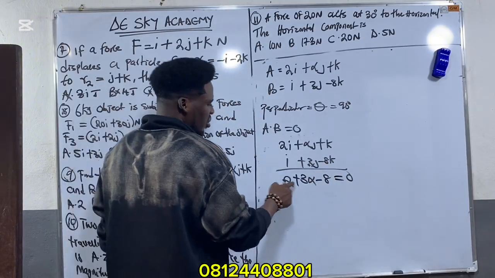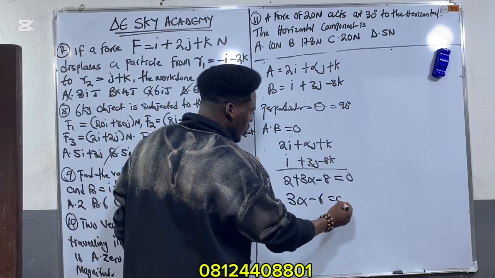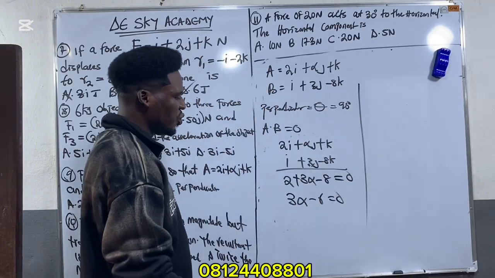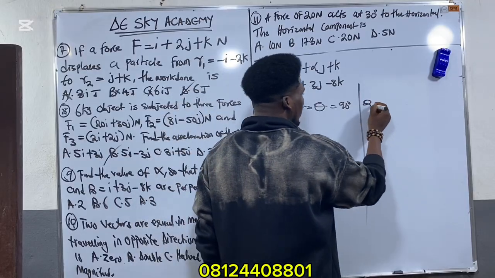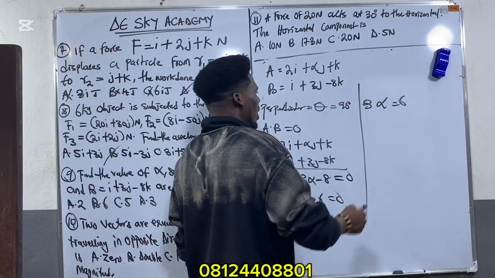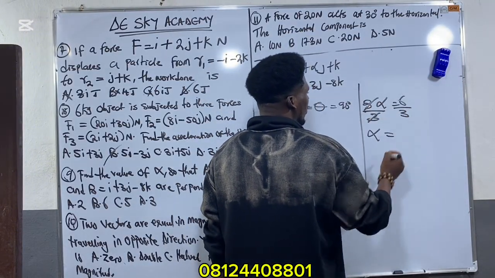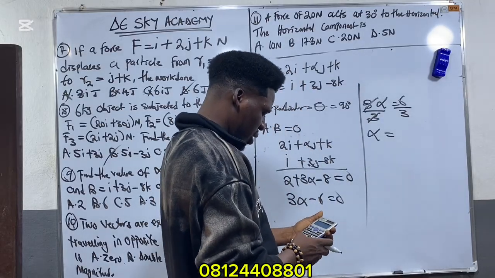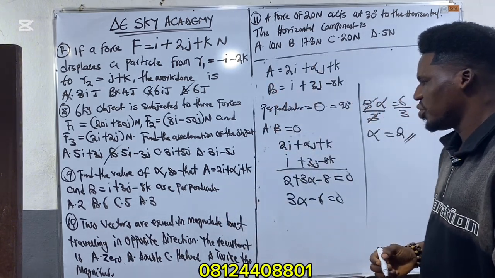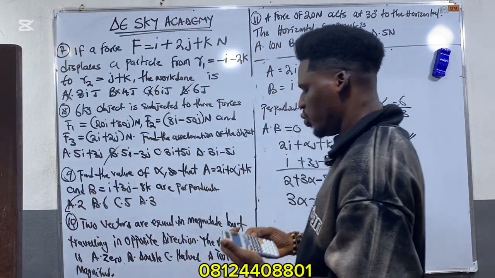Collecting like terms, I will have 2 minus 8, which is minus 6. We have 3 alpha minus 6 is equal to 0. So minus 6 will cross the equality sign and change to plus 6. You have 3 alpha is equal to 6. To make alpha the subject of the formula, divide by 3, divide by 3. This will cancel this. So what is alpha? 6 divided by 3 is 2. So alpha is 2. Do we have 2 in the options? Definitely yes, which is option A. So we are done with question number 9.